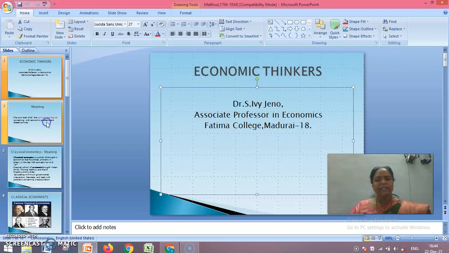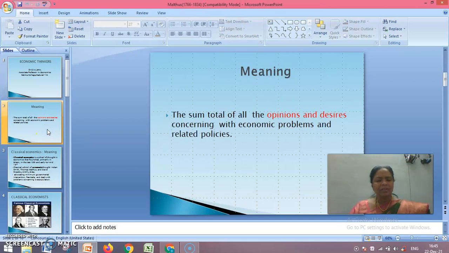Or what it contains. If you see the meaning of this, it is the sum total of all the opinions and desires concerning economic problems and related policies. Every nation is facing different economic problems, so how we can solve those problems. The opinions and desires of different economists and philosophers, their contributions, are combined in the subject economic thinkers.